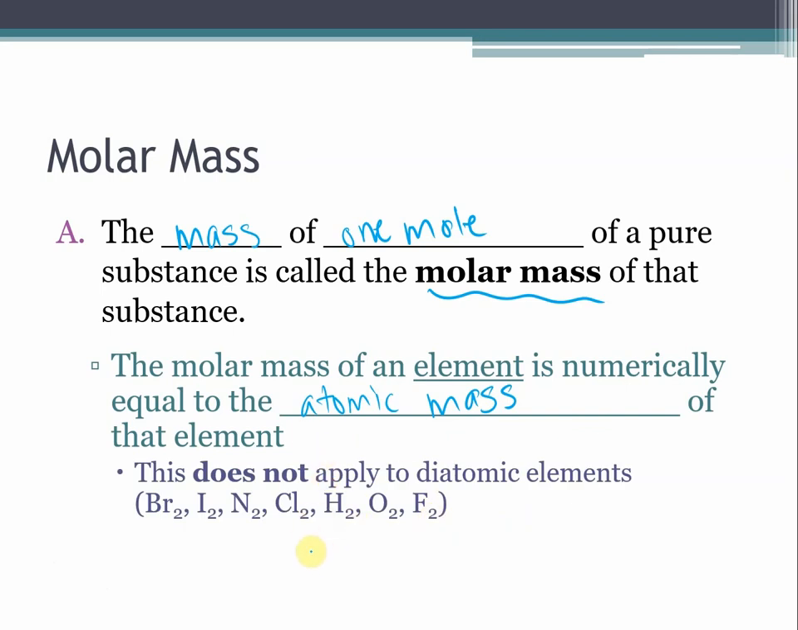So this is true for most elements, but it does not apply to your diatomic elements. You have 7 diatomic elements. They are bromine, iodine, nitrogen, chlorine, hydrogen, oxygen, and fluorine. These are diatomic, di meaning 2, atomic meaning atoms. They're diatomic because they will never exist as a single atom. If they show up in a compound, they act just like normal elements, but if they're out by themselves, they're going to use the buddy system. You'll never have just one atom of bromine. It's always 2 bromines together. You will never have one atom of fluorine off by itself. It'll be 2 atoms together.